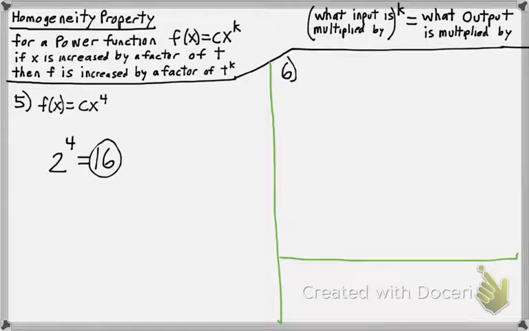With number 6, we have f of x is equal to c times x to the 2.53. And it says, by what factor must x be increased in order to triple the value of f? This is kind of the backwards direction because we know what our output is being multiplied by. They want to know what we need to multiply the input by, so kind of the reverse of number 5. I don't know what we're multiplying the input by, so I'm going to call this t.